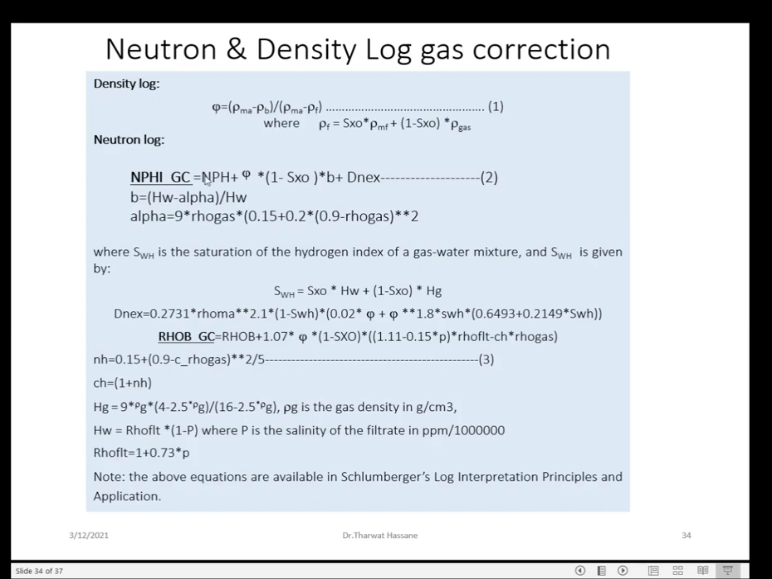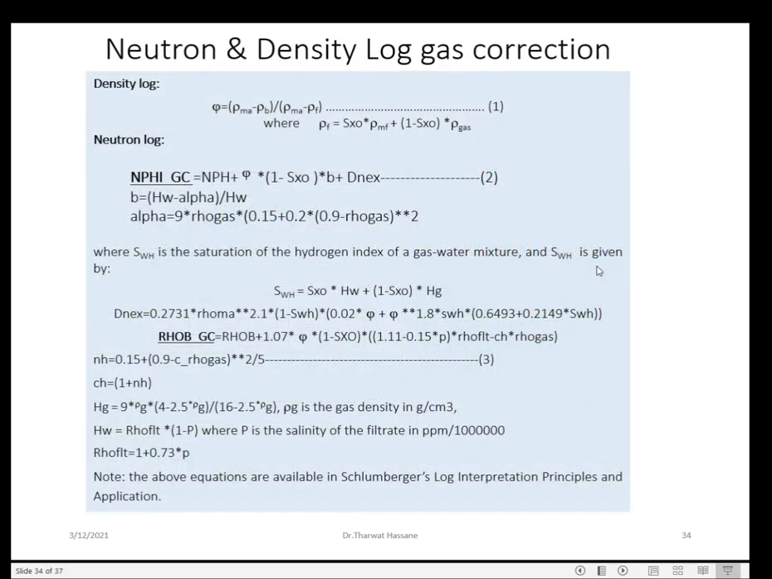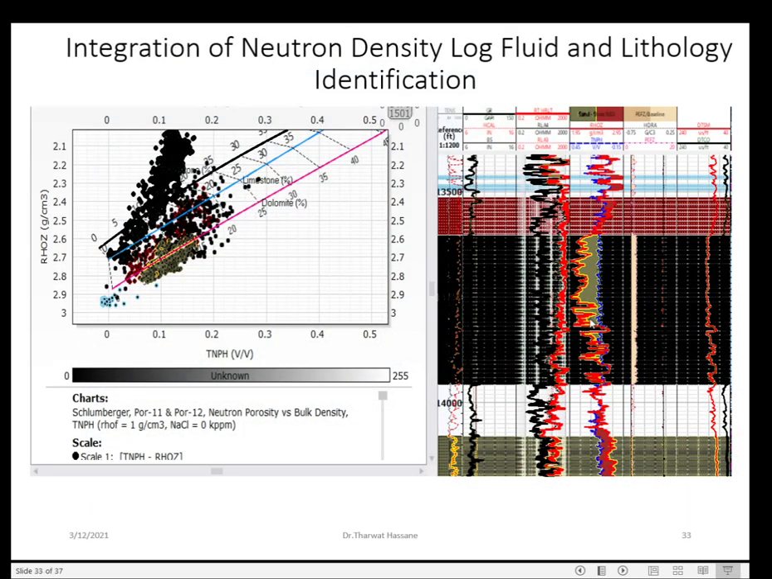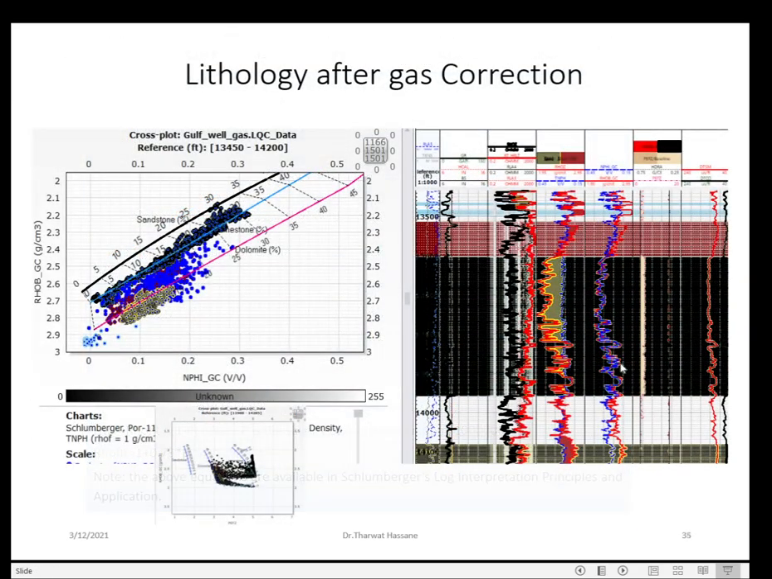So we'll apply these equations to the density neutron to get the density neutron corrections, and the same if you remember this one here, it has a gas correction. We'll apply the same equation to get the corrections. If you go here and apply it, once I apply the correction by using the proper parameters, you can see the density neutron limestone scale. You see here in the lateral track is the overlay. That means all this data here, which was gas before, will actually lie on this line of the limestone.